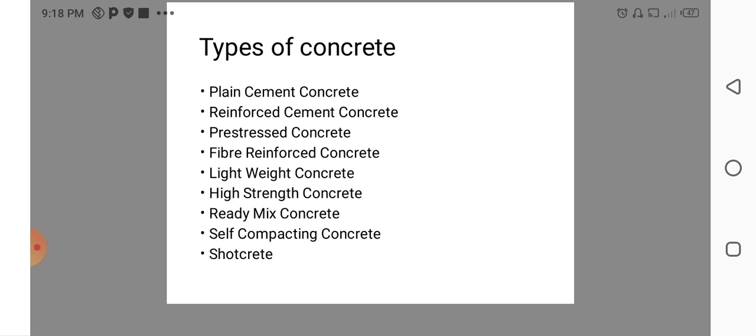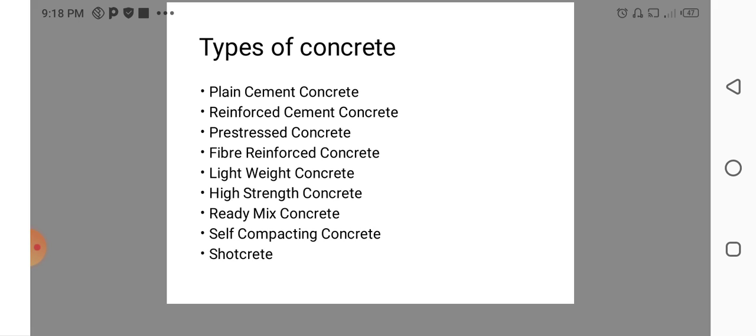Pre-stressed concrete. If bars are stressed at the initial stage or a final stage, then it is said to be pre-stressed concrete. Fiber reinforced concrete. If concrete is added with fibers such as carbon, steel, plastic, etc., then it is said to be fiber reinforced concrete.